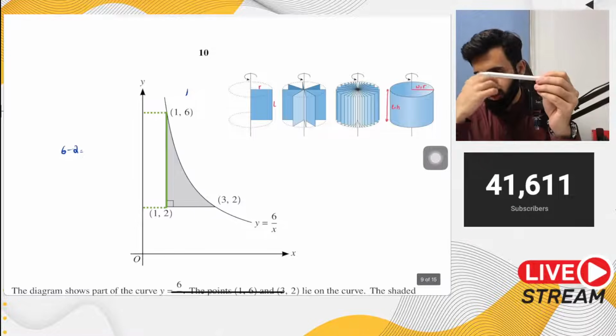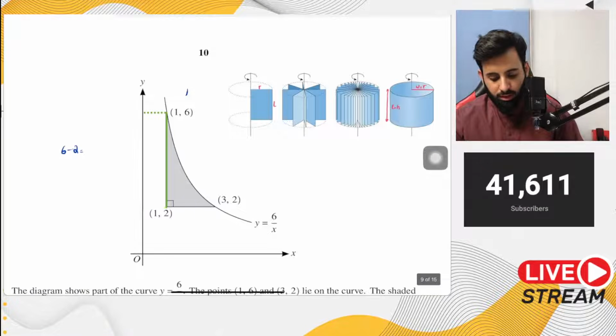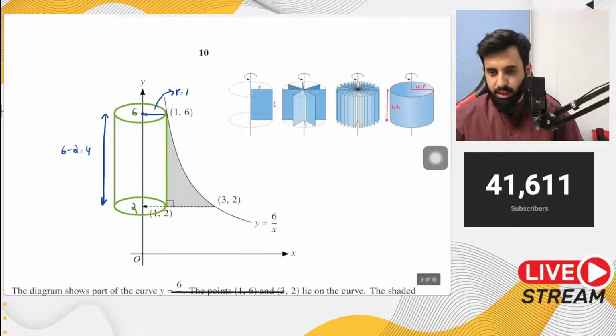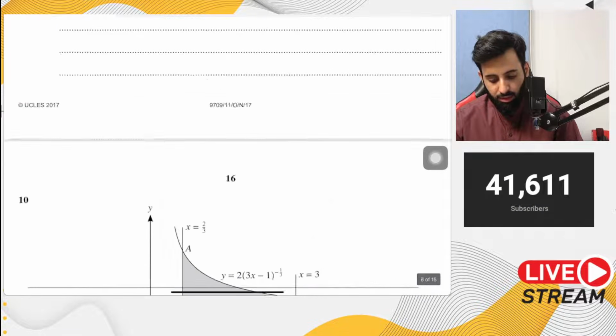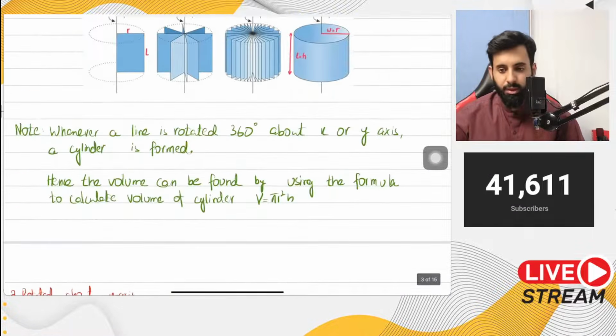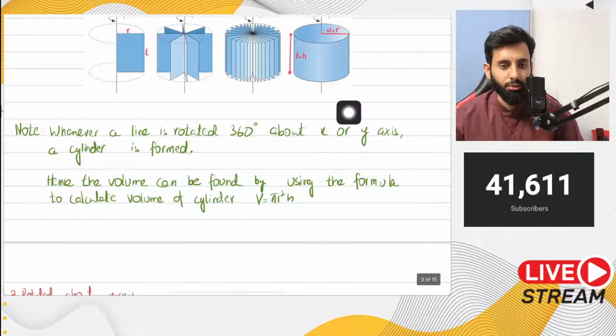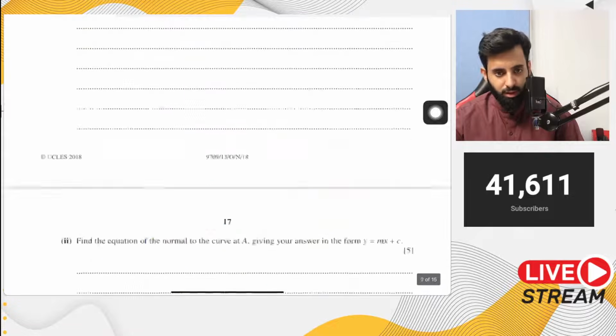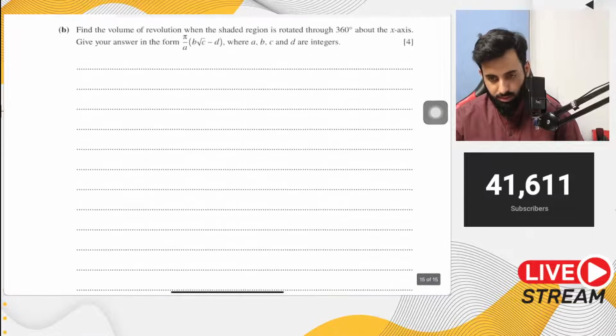Okay, so you don't have to imagine it over and over again. Just remember that there's a standard that if you rotate a line, like I've written over here, about the y-axis or even the x-axis, the shape that will be formed is a cylinder. Okay, and this is something that will help you visualize that. Alright, I hope that helps.